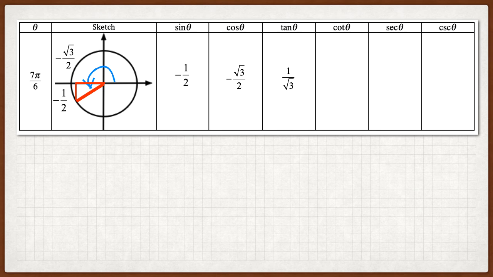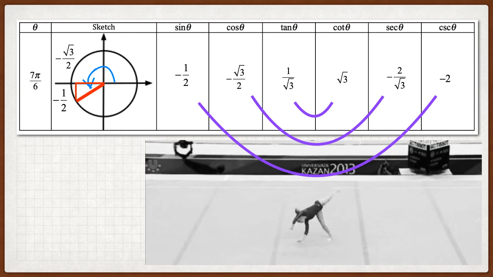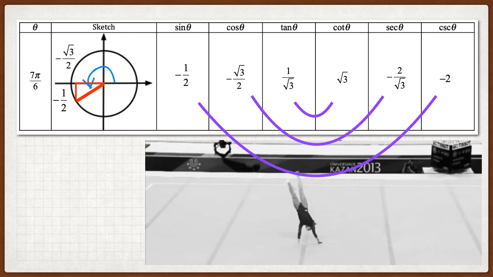Step 3. Sine is just the y-coordinate and cosine the x-coordinate. Tan is the ratio of the two. The negative 1/2 factors cancel out, so tan of 7 pi over 6 is positive 1 over root 3. And if we need any of the others, flip.